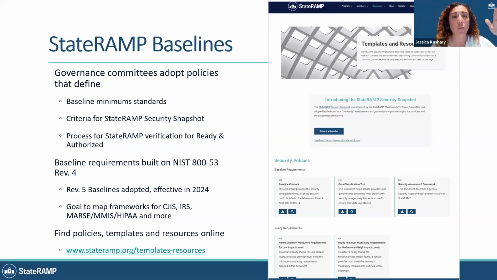Just at a very high level, as we referenced earlier, our State RAMP baselines are a minimum standard. It's the criteria that was built based on NIST 800-53 Rev 4, just like FedRAMP. We have adopted our Rev 5 baselines. Our goal is also to map frameworks for CJIS, IRS, MARS, MMIS, and HIPAA. Wherever possible, we want to cross things over so that we can make this as easy as possible on providers, but also on our government entities. Ultimately, based on what controls are in place, this process will get you to either a State RAMP Ready, State RAMP Authorized, or State RAMP Provisional security status at the end of the day.